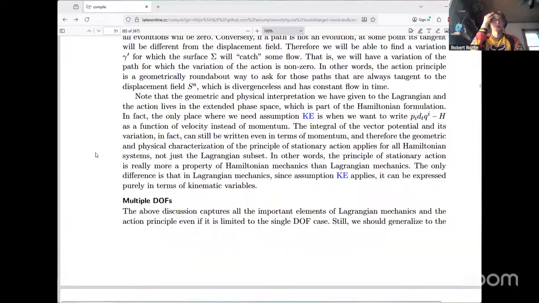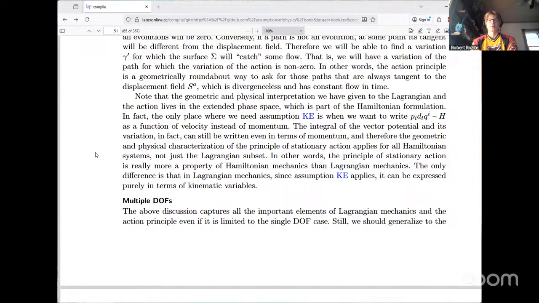Note that the geometric and physical interpretation we have given to the Lagrangian and the action lives in the extended phase space, which is part of the Hamiltonian formulation. In fact, the only place where we need the kinematic equivalence assumption is when we want to write p_i dq_i minus H dt as a function of velocity instead of momentum. The integral of the vector potential and its variation can still be written in terms of momentum, and therefore the geometric and physical characterization of the principle of stationary action applies for all Hamiltonian systems, not just the Lagrangian subset.